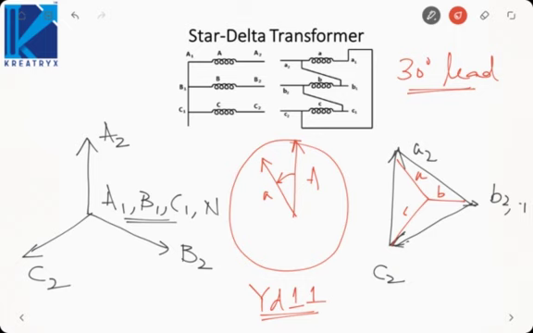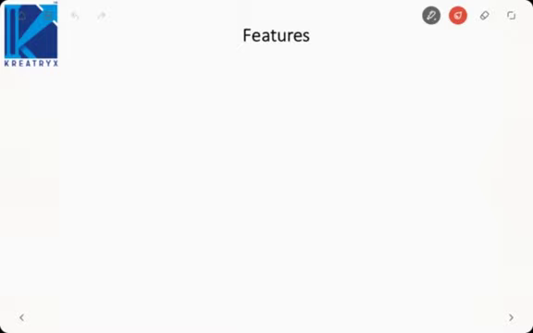So if you observe, the star delta transformer provides a similar type of phase shift as a delta star transformer. That is, we have seen 4 type of phase shift: plus minus 30 degree and plus minus 150 degrees. Okay. So that similar type of phase shift is obtained with star delta and delta star. Now let us see some of the features of the star delta type of transformer.